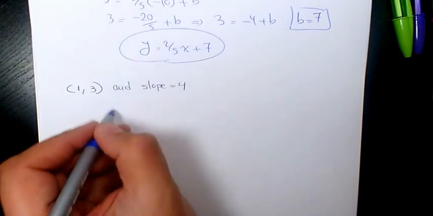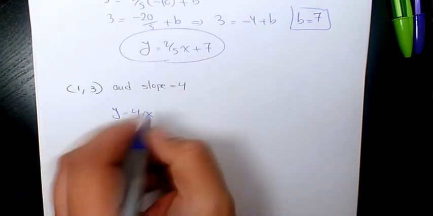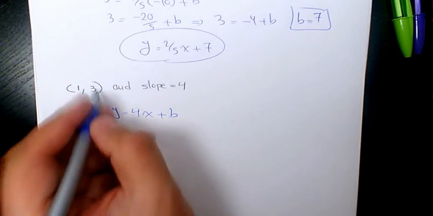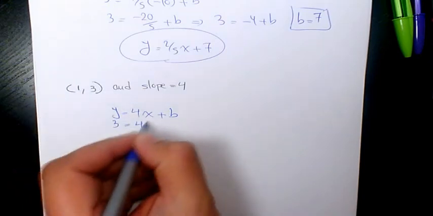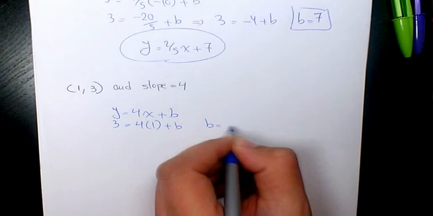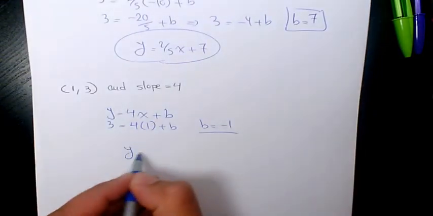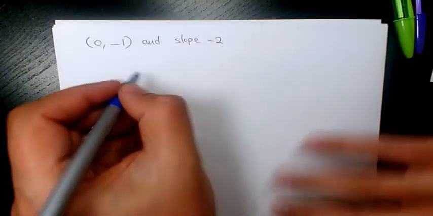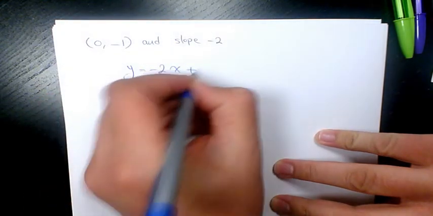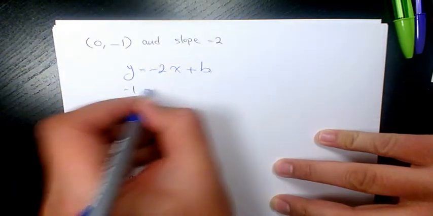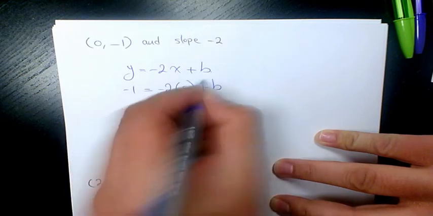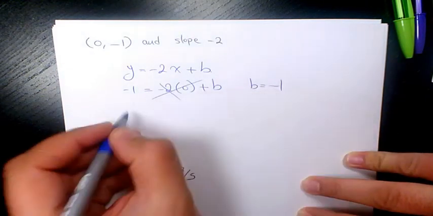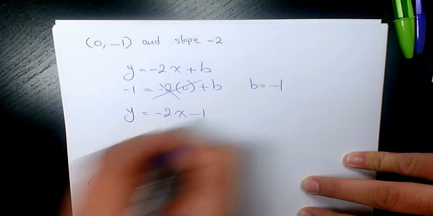Next example, slope is 4, so m is 4, y = mx + b. Sub the numbers, 3 is y, and 4 times 1 plus b. So b will be 3 minus 4, which is negative 1. So y equals 4x minus 1. Next one, we have y equals negative 2x plus b. Sub the numbers, negative 1 equals negative 2 times 0 plus b. This cancels out, b will be negative 1. So we have y equals negative 2x minus 1, and that's the final equation.